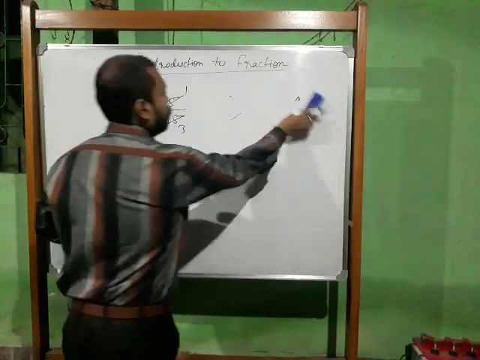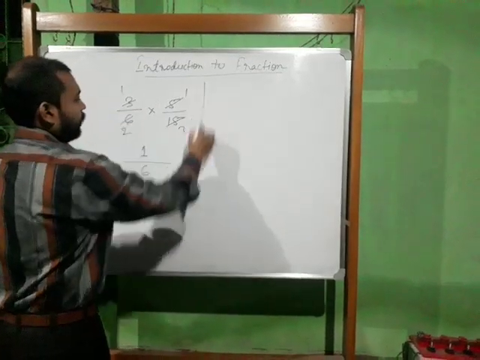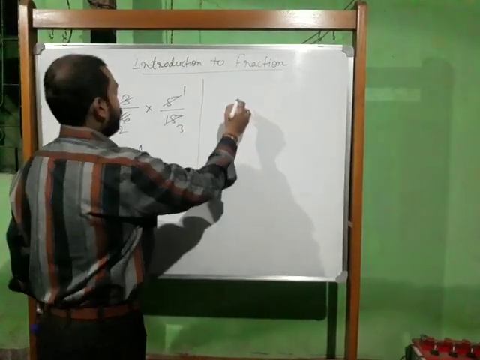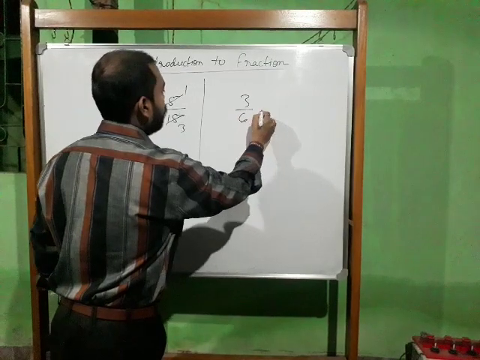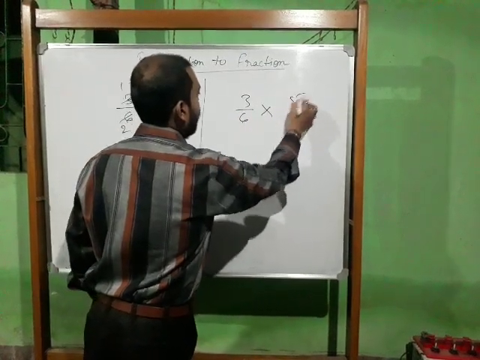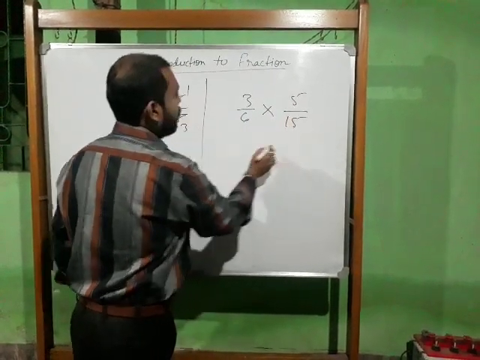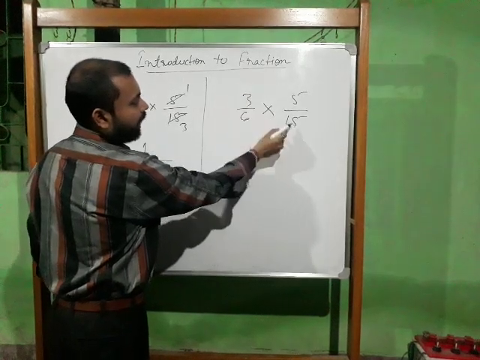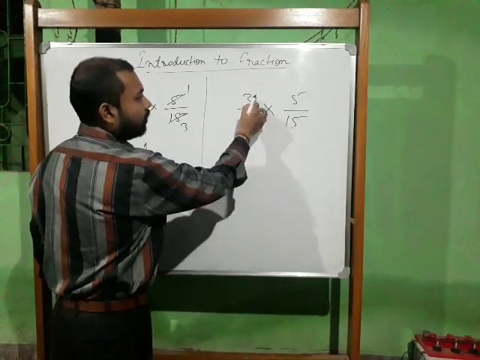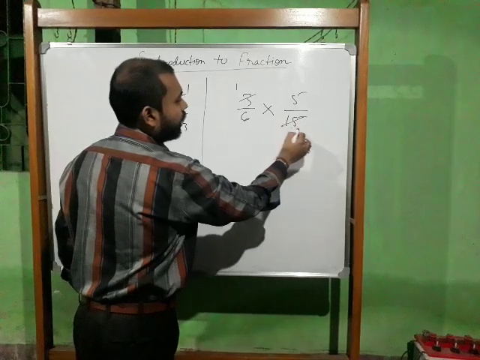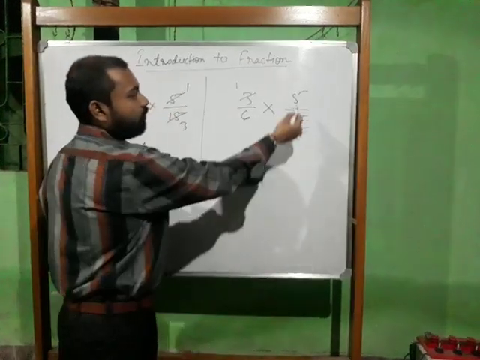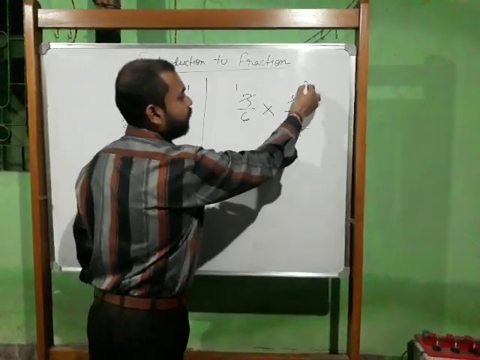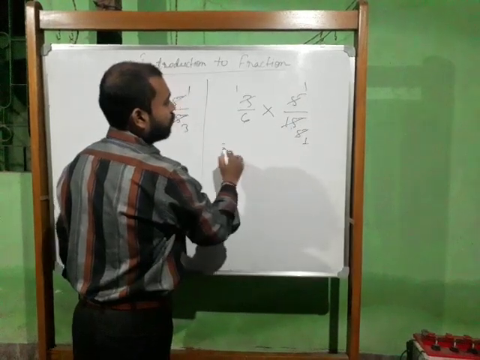Now suppose you do diagonal reduction, then what will be the answer? Will it be different or the same? Let us check it. As I told you, you can do diagonally. You see 3 and 15 are there. We can do 3 1s are 3, 3 5s are 15. Again you see 5 and 5, we can reduce. 5 1s are 5, 5 1s are 5. So the answer is the same.